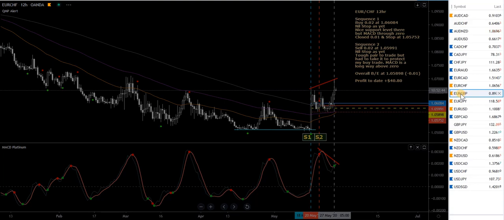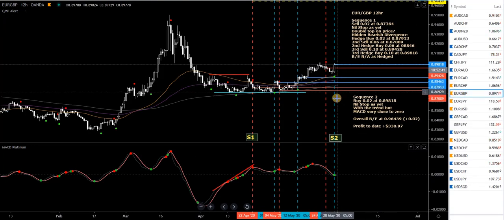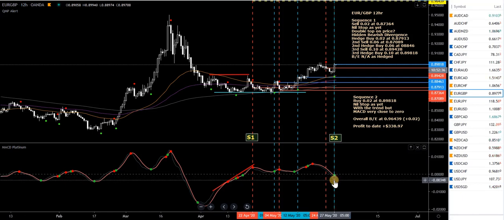Right, euro pound. New buy signal this morning. MACD Platinum's just below the zero level.